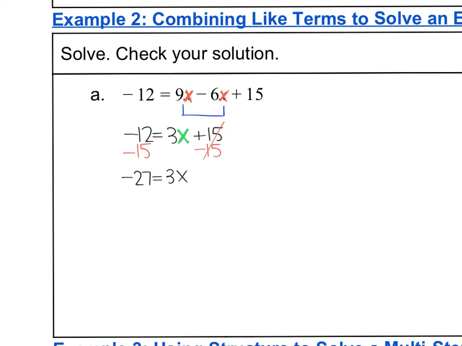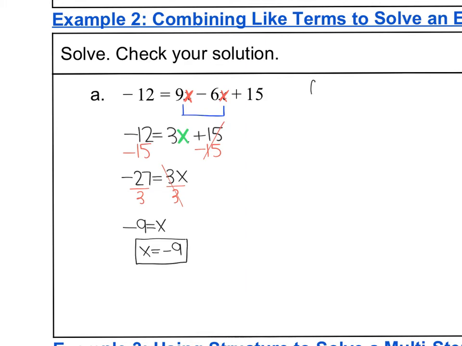And then I still have 3x. I've got to get rid of that 3, so I'll divide both sides by 3 so that it'll cancel there. And I'll get negative 9 equals x. If you prefer, you could write it as x equals negative 9. It's the same thing. It just looks a little bit nicer.